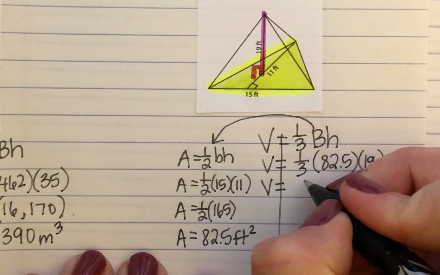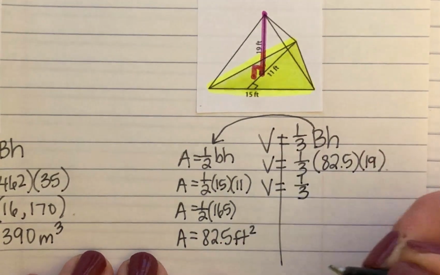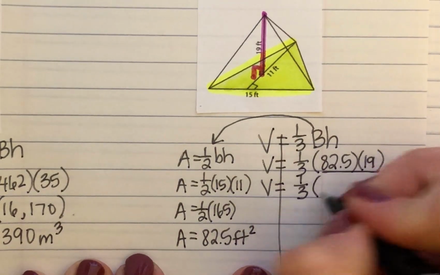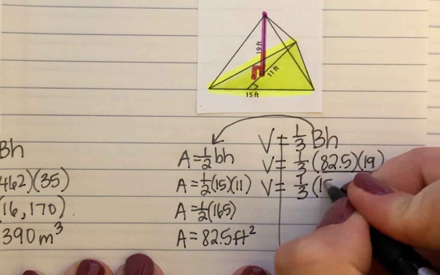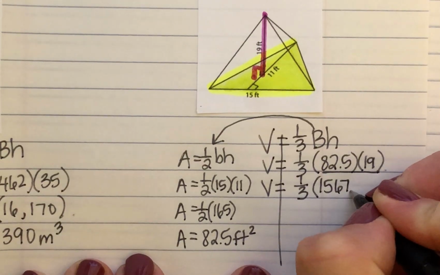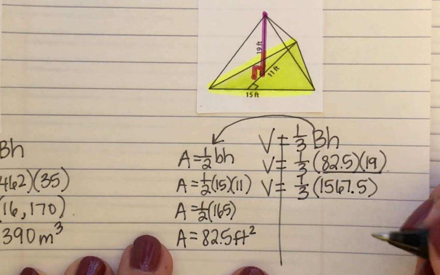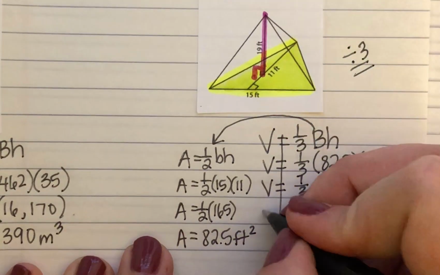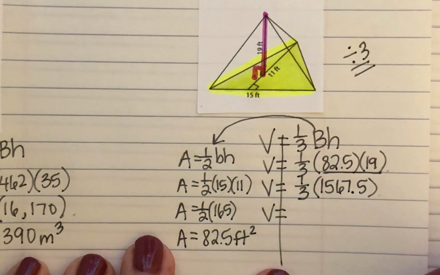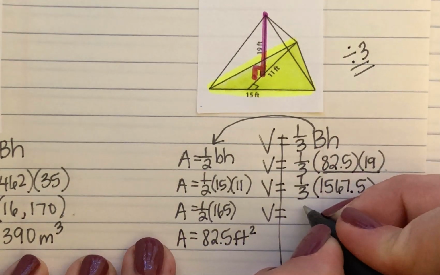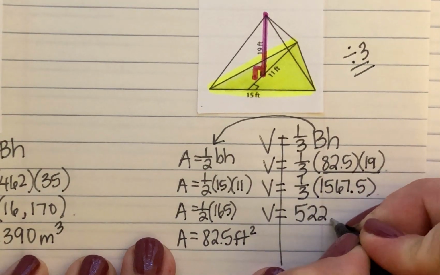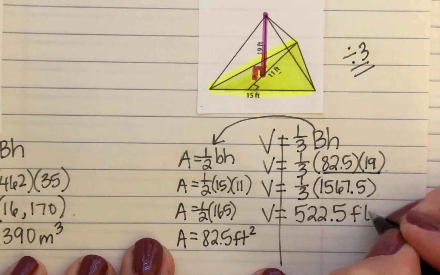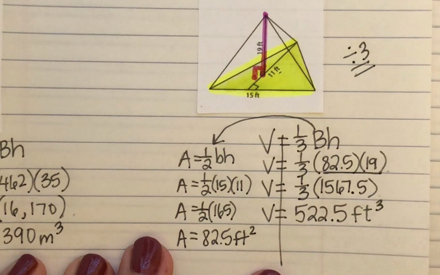At this point, it's just order of operations. So 1/3, 82.5 times 19, I believe is 1,567.5. And again, to find 1/3, we're just gonna divide by 3. So 1,567 divided by 3 is 522.5. Absolutely gotta look at our units, and it's gonna be feet cubed.